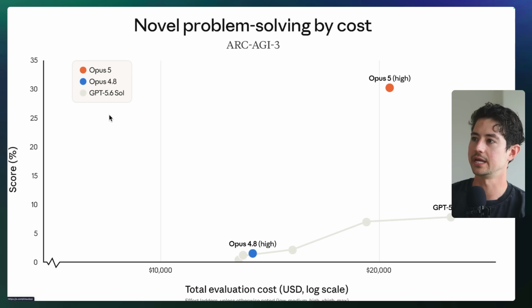There's also the ARC-AGI-3 benchmark, and on novel problem solving by cost, it is just massive, top right-hand corner here. You can see the vast majority of the other models, like Opus 4.8, GPT 5.6. So they didn't put Fable on this, I think just because they didn't run it on ARC-AGI-3. But they all scored somewhere around 2%. And then over here, Opus 5 is just brutally mogging them all at like 31 or so.